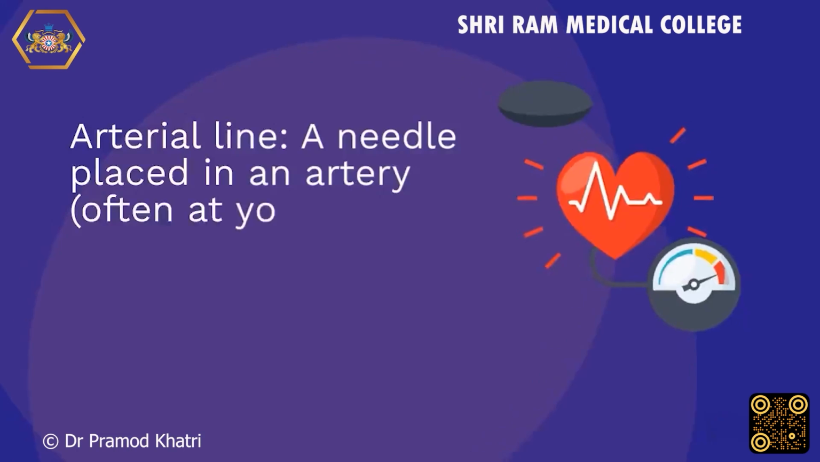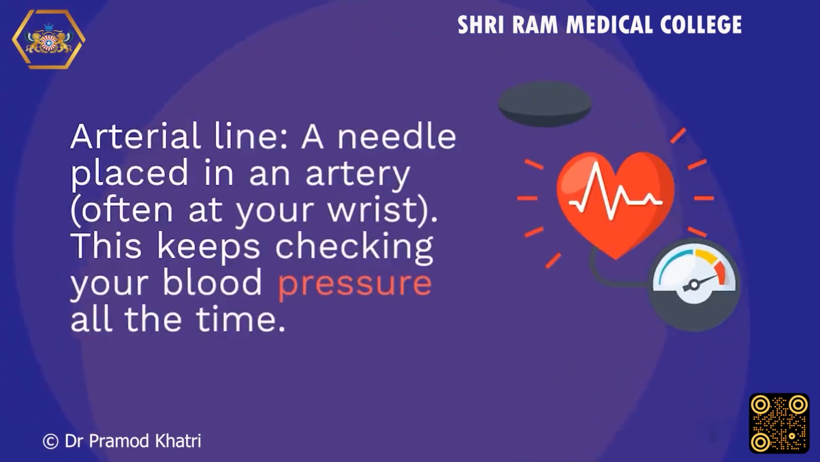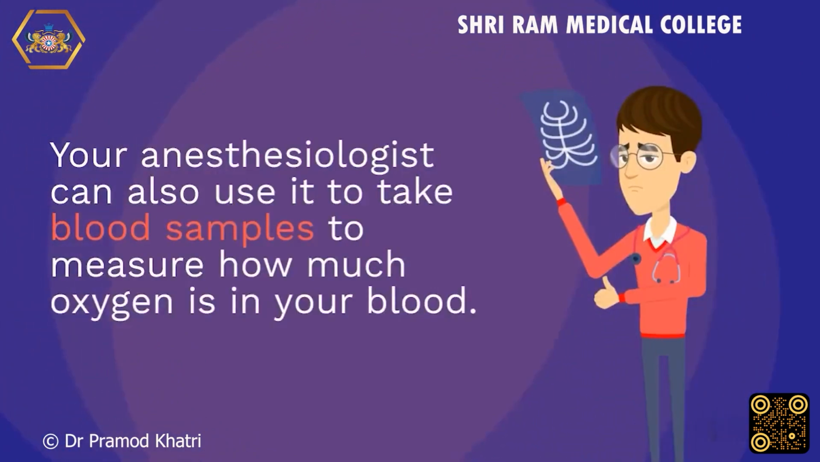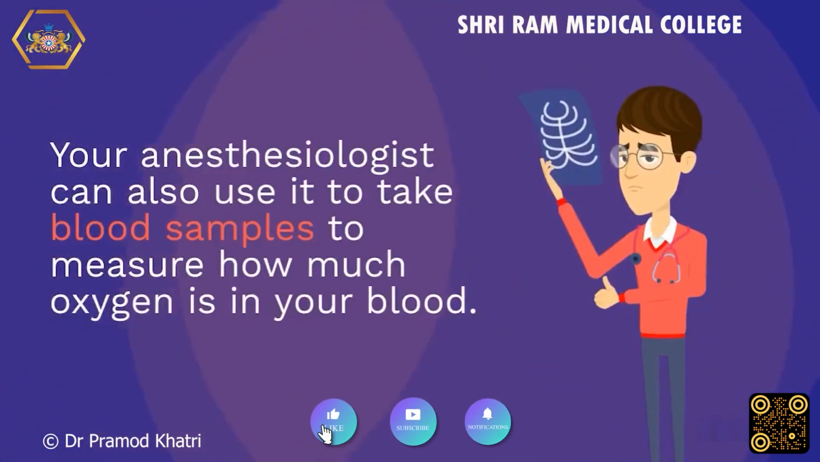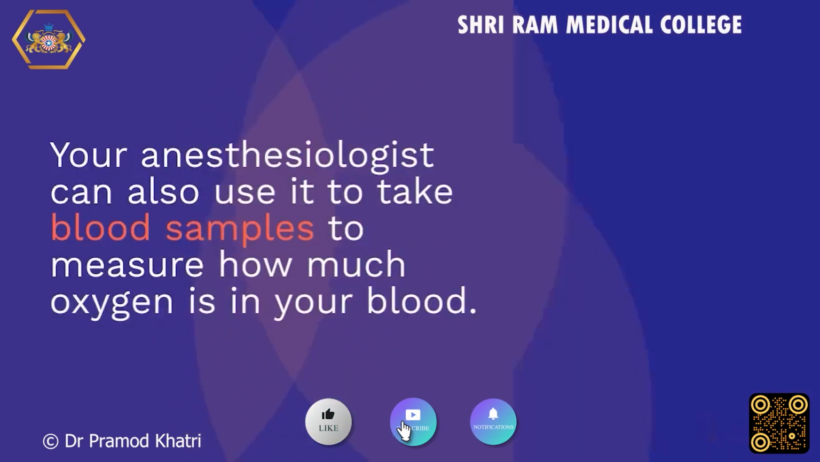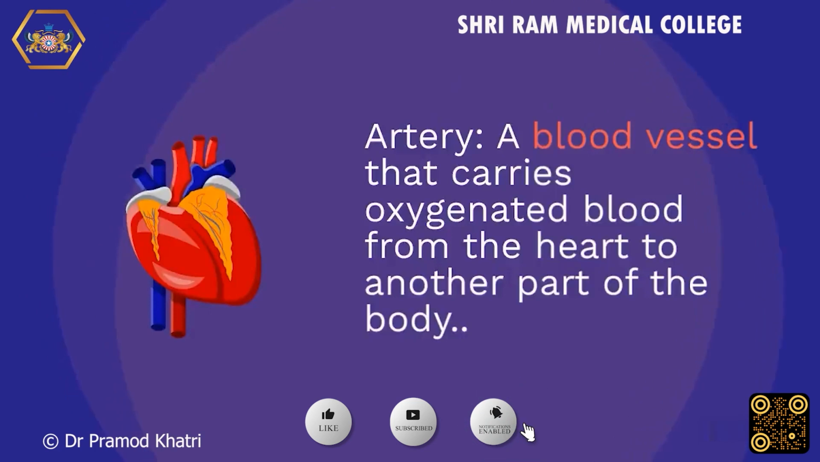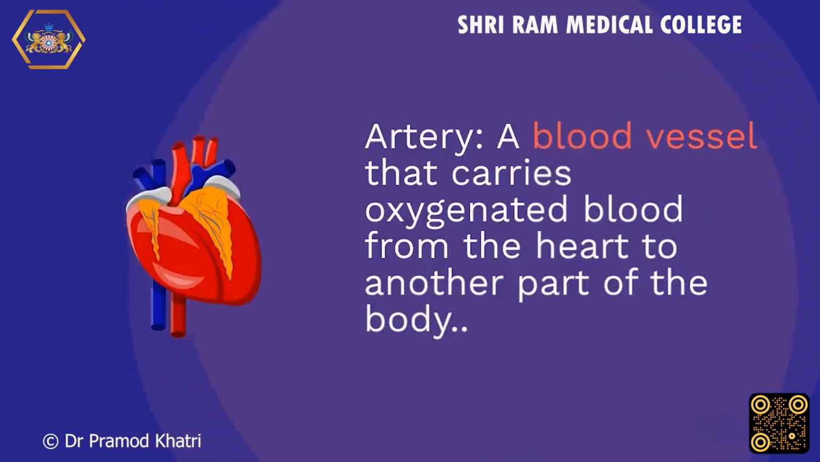Arterial line, a needle placed in an artery, often at your wrist. This keeps checking your blood pressure all the time. Your anesthesiologist can also use it to take blood samples to measure how much oxygen is in your blood. Artery, a blood vessel that carries oxygenated blood from the heart to another part of the body.